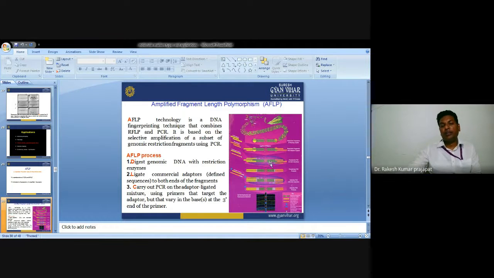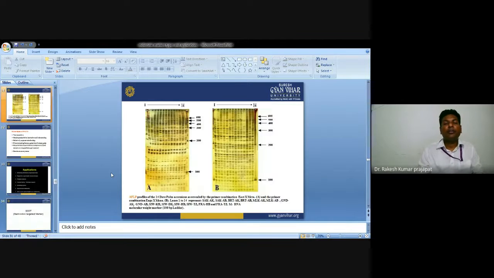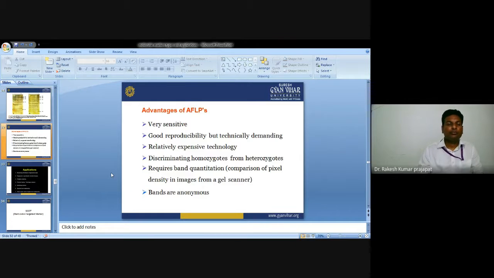Here is the figure, you can see clearly. I think it's clearly visible. This is the genetic material, your DNA, which we digest by restriction enzyme. Here we ligate the adapters. Carry out the PCR on the adapter-ligated mixture using primers that target the adapters. In this case, they carry out the PCR by using primers that are complementary to the ligated adapter sequences. This is the AFLP profiling.